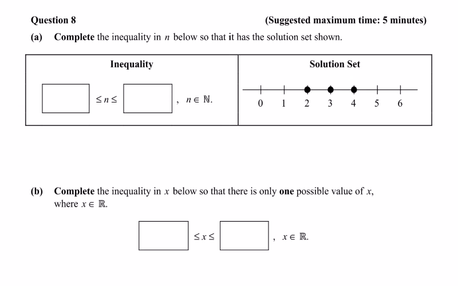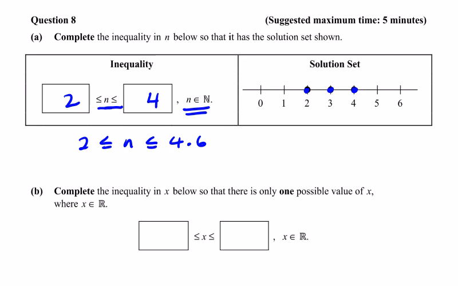Complete the inequality in n below, not x this time, so that it has the solution set shown. So what would include 4, 3, and 2? Well, it's less than or equal to, here I'm seeing for both, so we can put a 4 and a 2. n is an element of natural numbers, that will work. So with 2 less than or equal to n less than or equal to 4.6, say, 4 would be the first natural number less than or equal to 4.6.